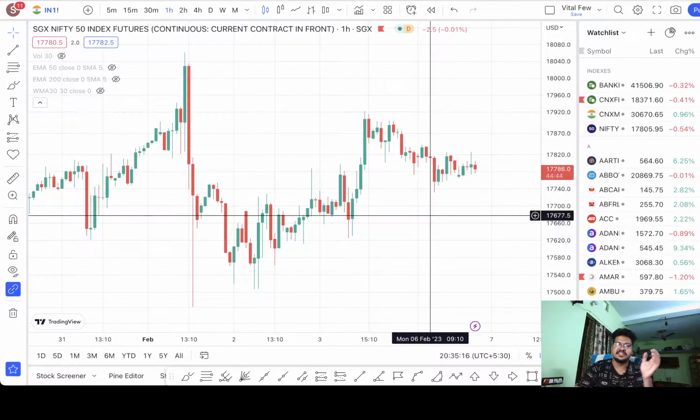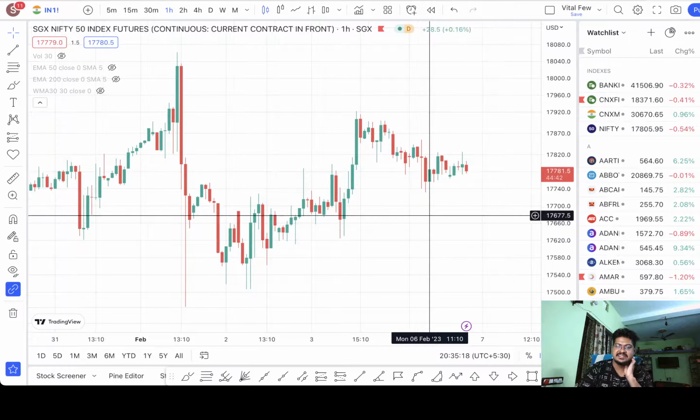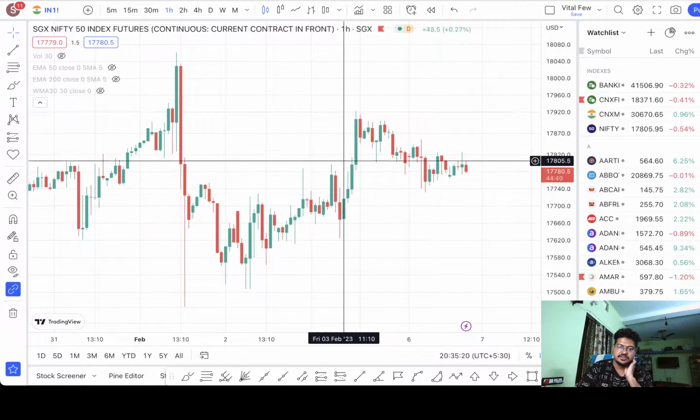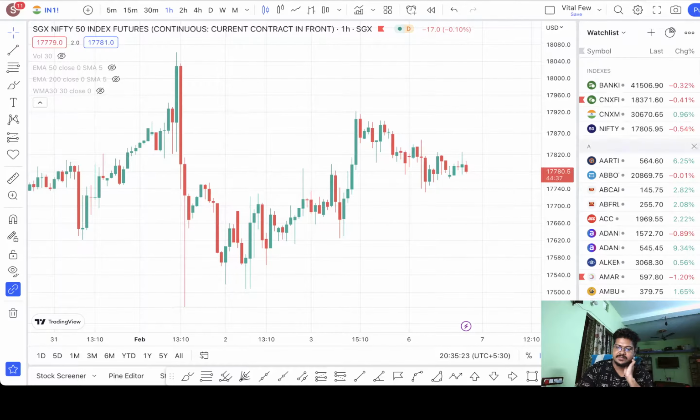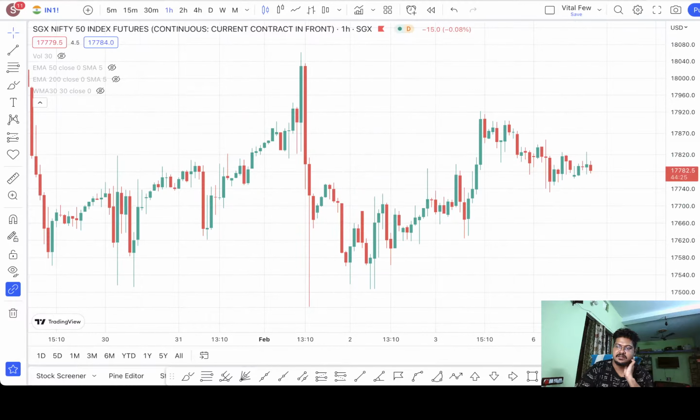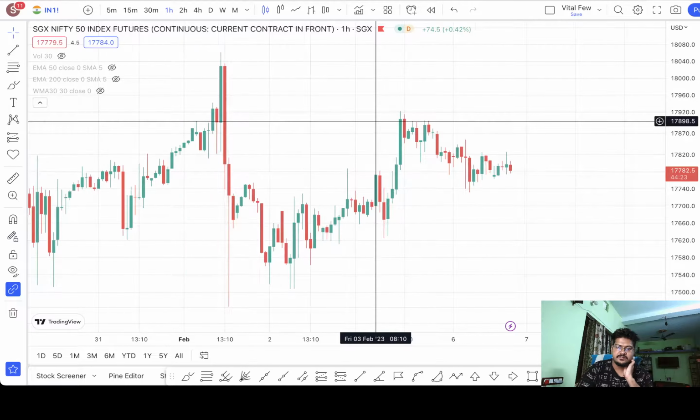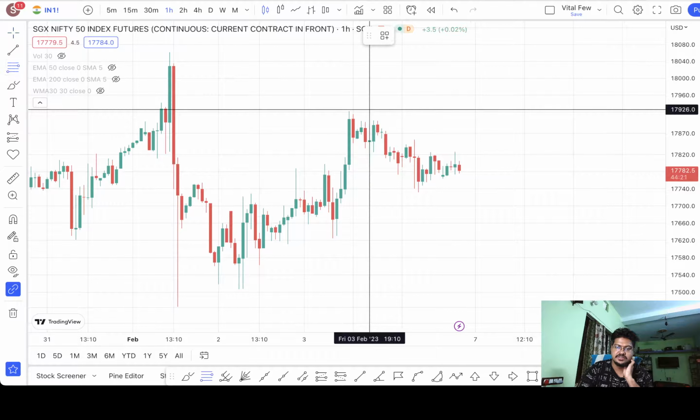Now this is another buying opportunity. Okay, that is the SGX Nifty. This is the live chart and this is 1 hour time frame. So what I can do is I will select these 2 points as high and low. This one will be the high and this one I will take as low. Okay, clear? Now let me close this sidebar.